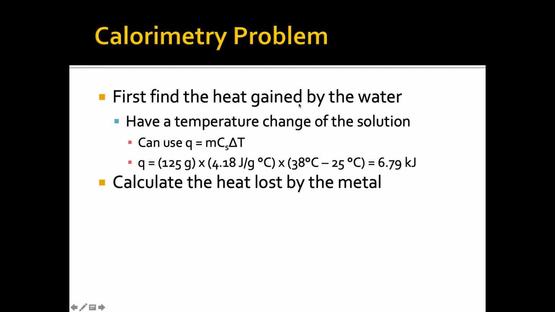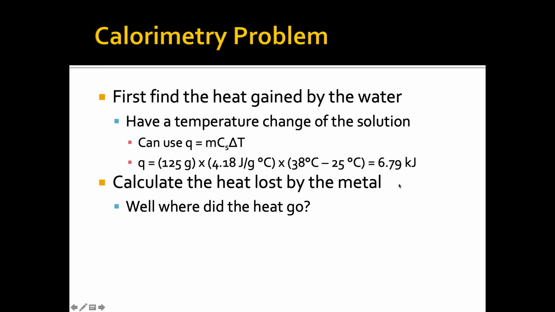Temperature's going up. The second part asks us to find the heat that's lost by the metal. Well, in order to find this part, we can't really use a Q equals mc delta T equation because we don't have the specific heat capacity of our metal, right? So instead, we have to think about what's really going on in this process. If the water has gained all this heat, where did that heat have to come from? The only thing that lost heat is going to be the metal because its temperature did go down.